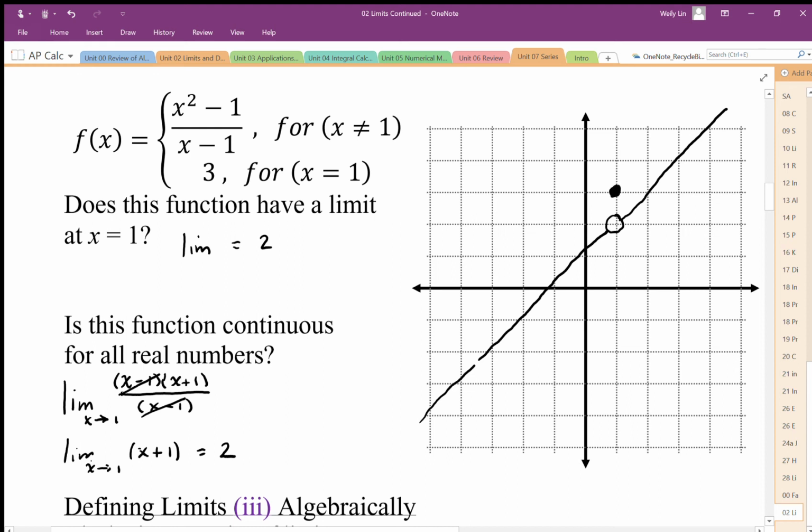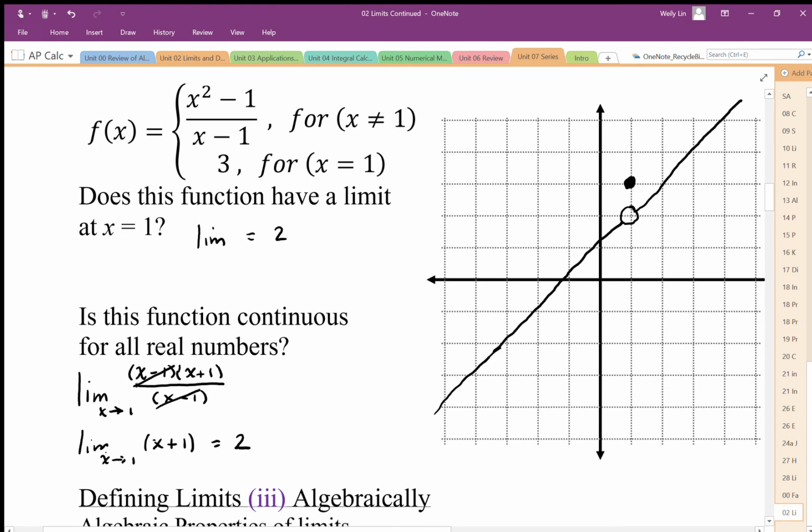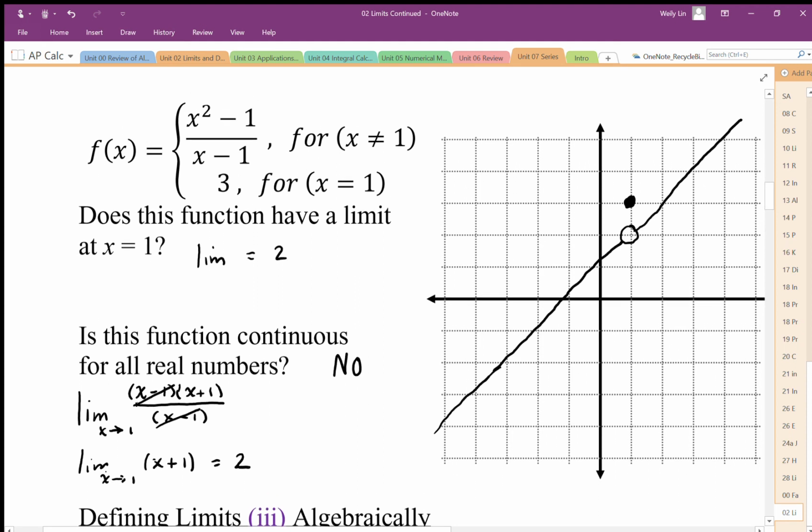Okay, so we have in here a removable discontinuity. Okay, so is this function continuous for all real numbers? No, because if I draw this, I have to lift my pen up. So this is not continuous for all real numbers. Okay, so we can use limits here then to describe these holes, and we can check for continuity based on these limits as well.